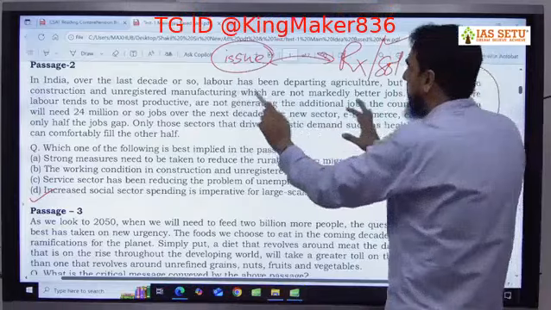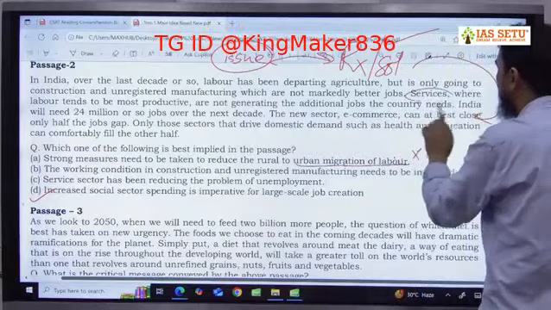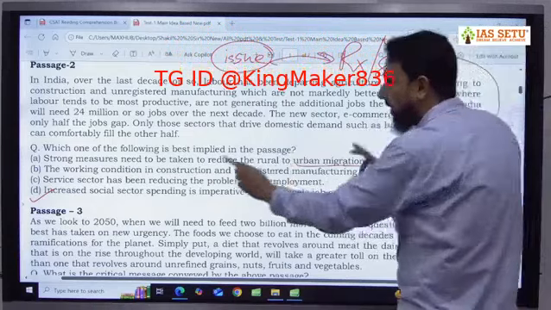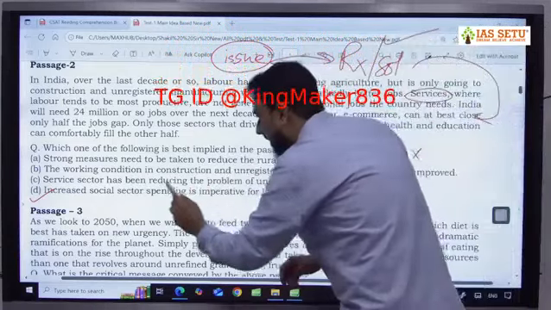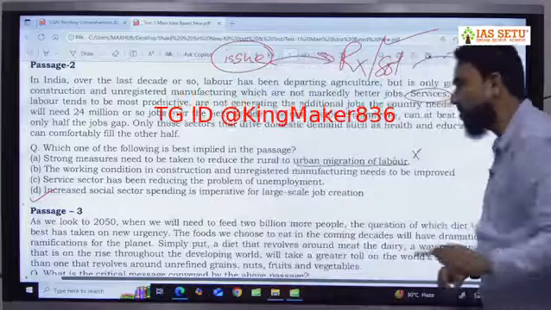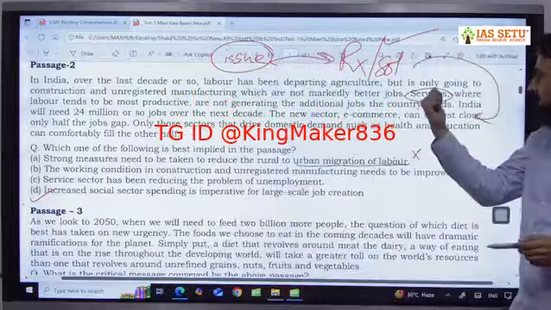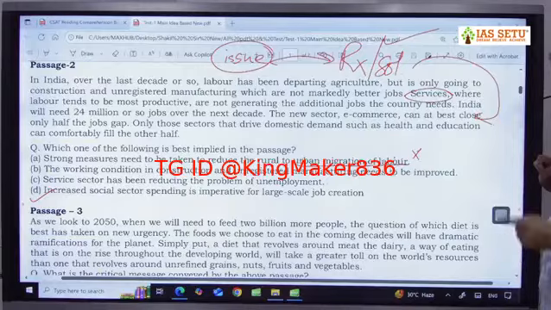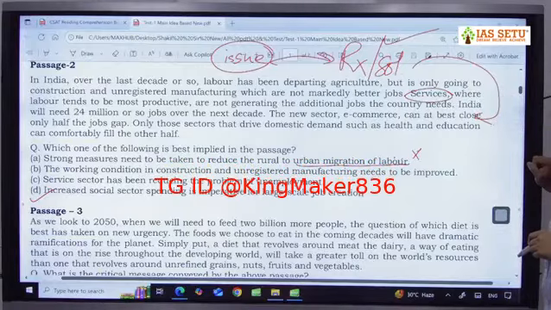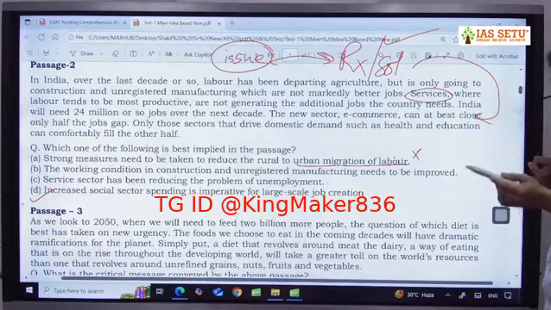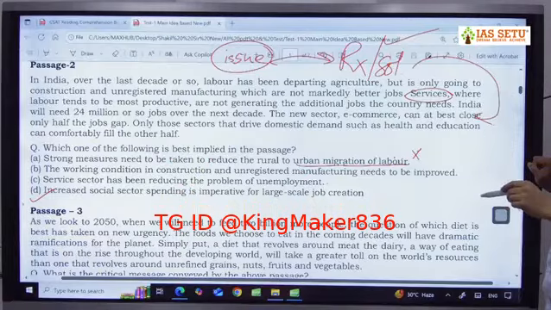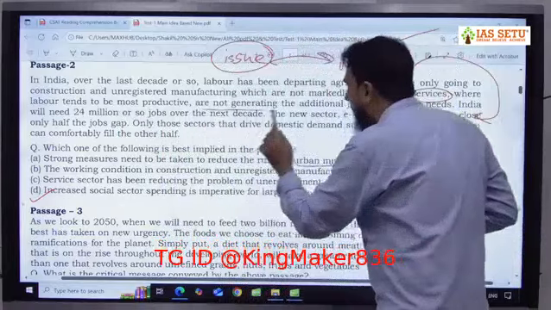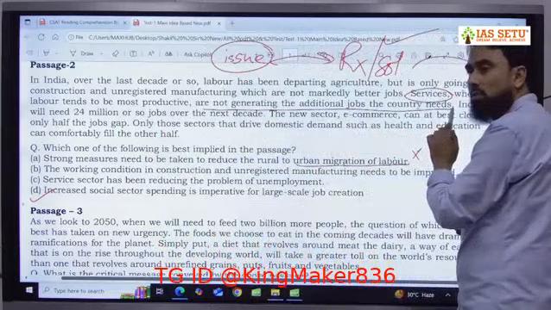So he talks about first this, then he talks about service sector. About service sector, another option the examiner has made here, service sector has been reducing the problem of unemployment and some people may stick to it because connected to the passage. अब देखिए सर्विस को रिप्रेजेंट कैसे किया, attitude, tone of the author. Is the service sector presented here in a positive way, positive light? Answer is no. वो कहता है service where labor tends to be most productive are not generating the additional jobs the country needs.